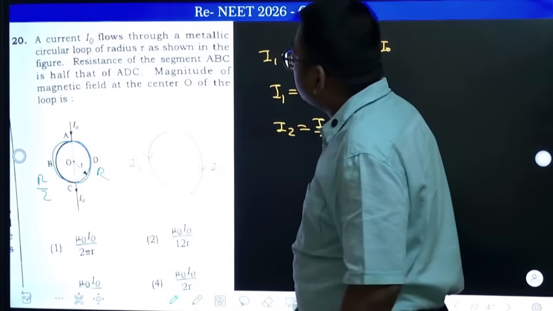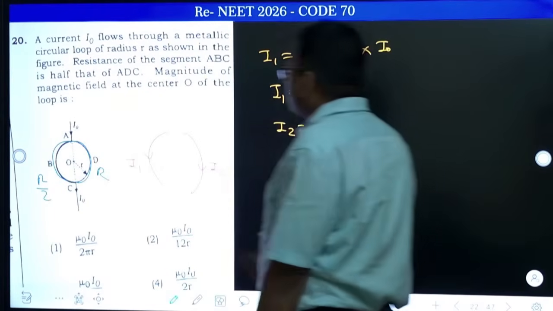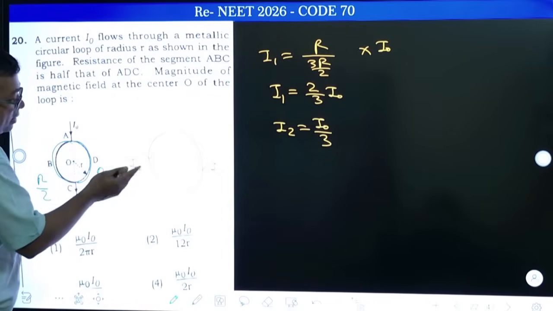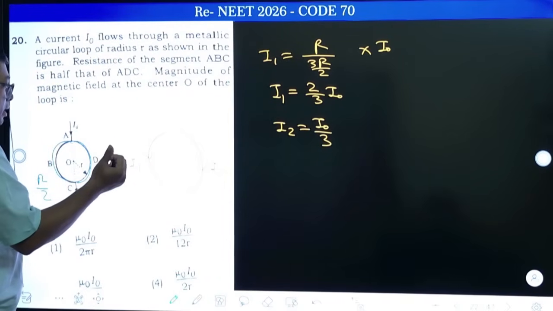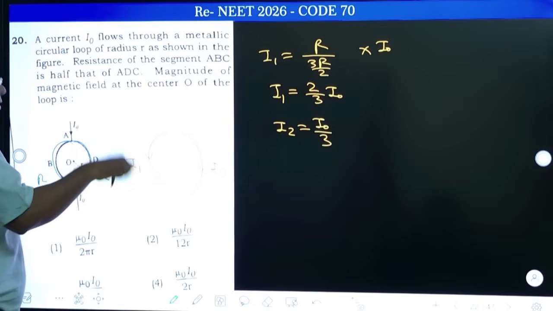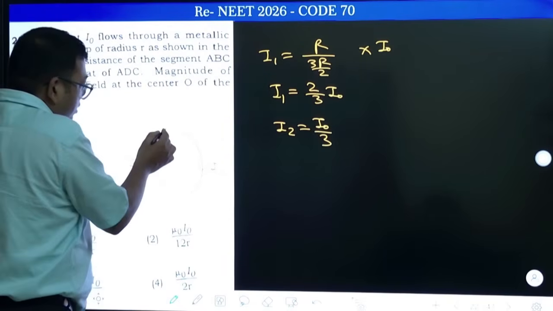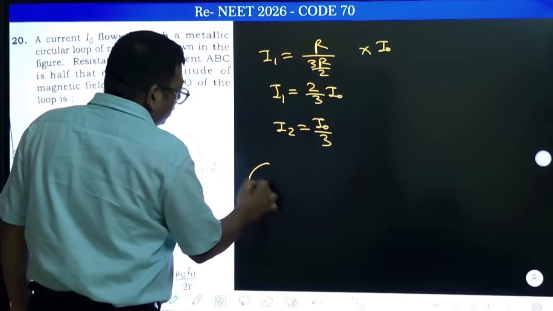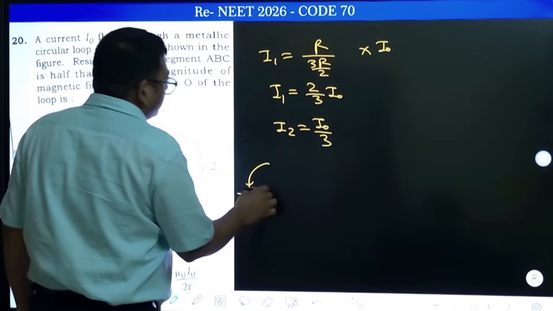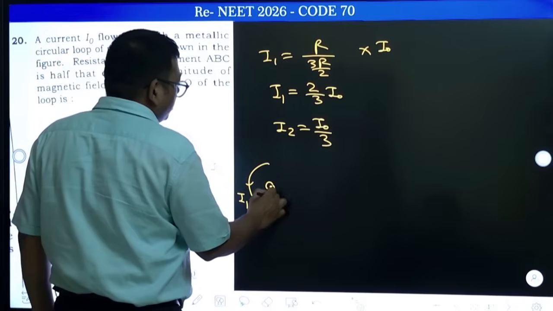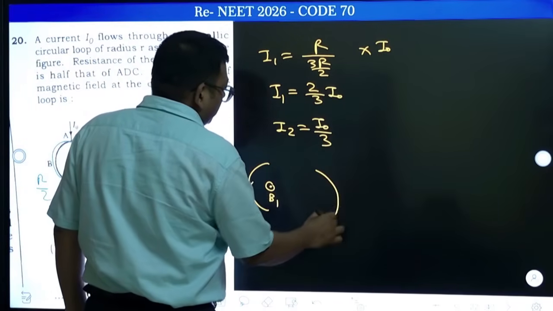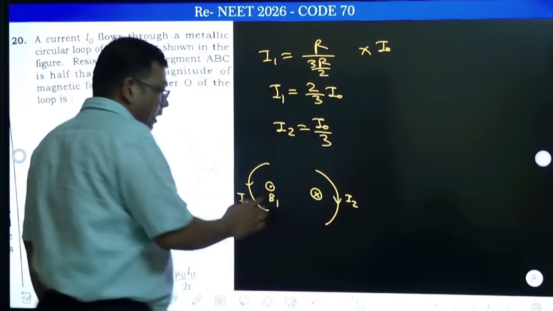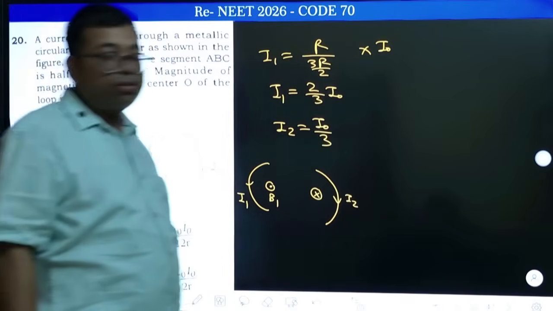Then write the magnitude of the magnetic field at the center. Suppose the first is producing a magnetic field. This current is going like this, so it will produce the field upward, right? What about this? This is an anti-clockwise current, right? Anti-clockwise current means this I1 is going to produce a dot, so B1 will be a dot. And this one, which is clockwise I2, is going to produce a cross. So at the center, this will produce a dot, that will produce a cross.